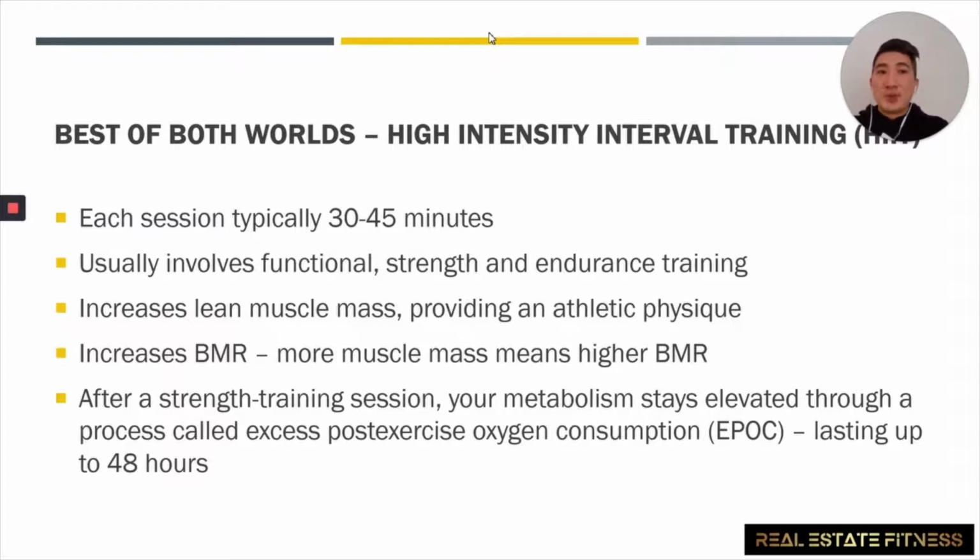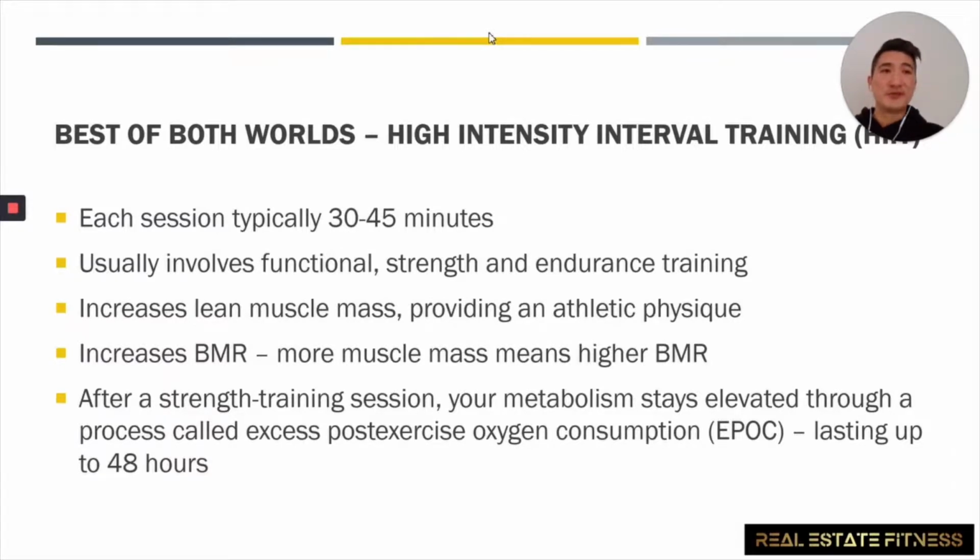So what's something that's good for both, best of both worlds? Best of both worlds is what you might have heard before, high intensity interval training, or HIIT. Okay, so this is kind of combining strength training and cardio in one. And the benefits are each session is typically between 30 to 45 minutes, so you don't need to spend hours and hours at the gym.